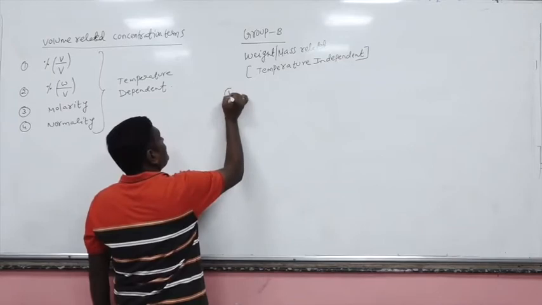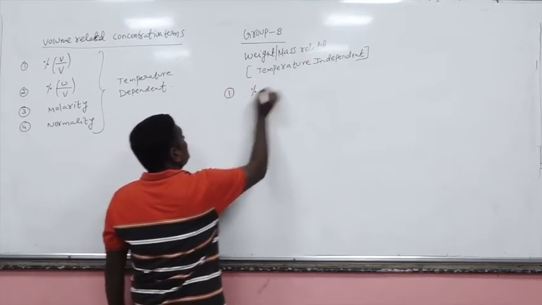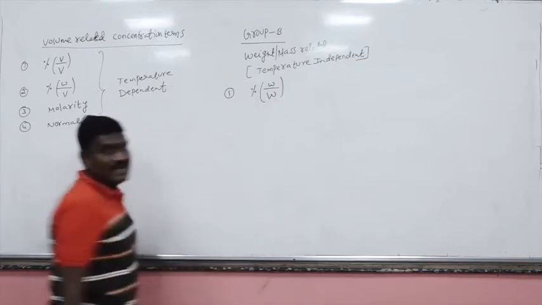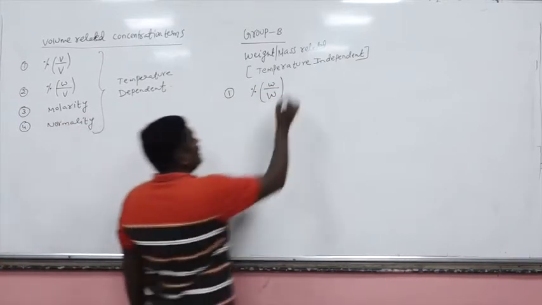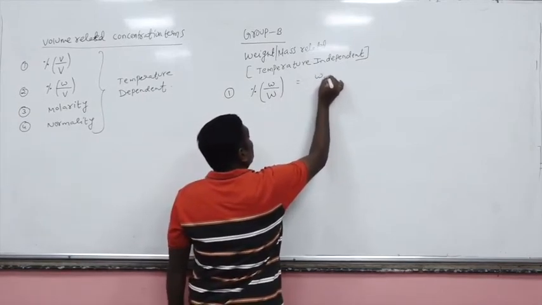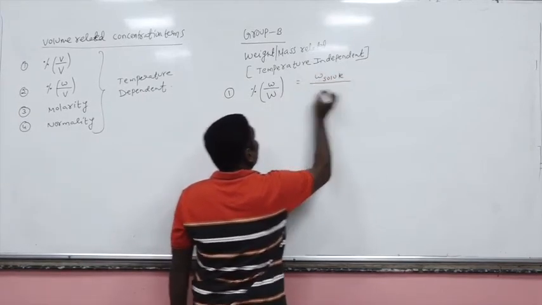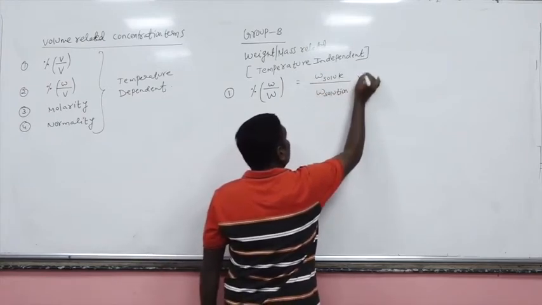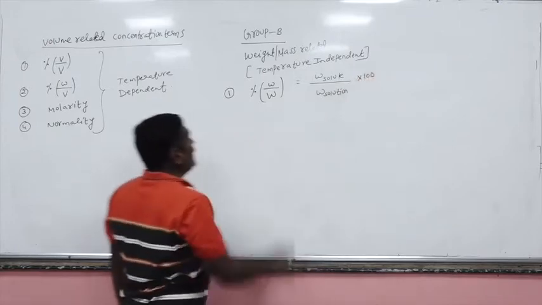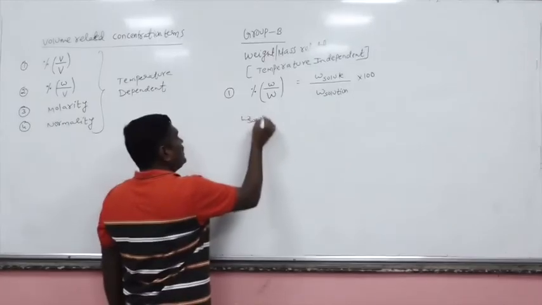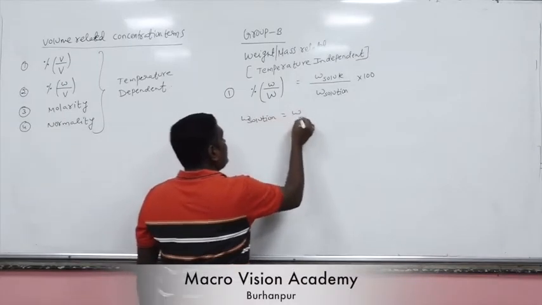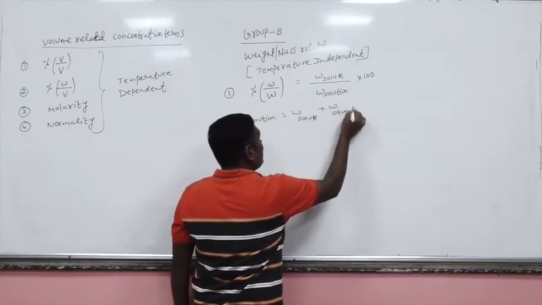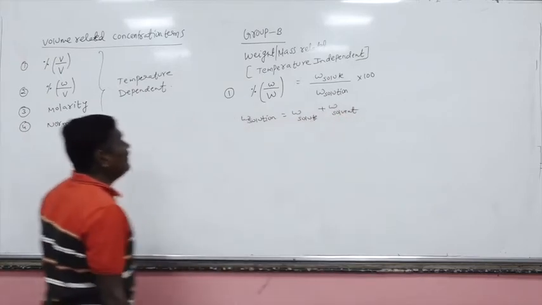Now, number 1, percentage by mass. This is also called mass percentage. That is the weight of a solute that is present in 100 grams of a solution. This is very important. 100 grams of a solution. How to calculate the weight of a solution? Weight of a solution is equal to weight of solute plus weight of solvent.